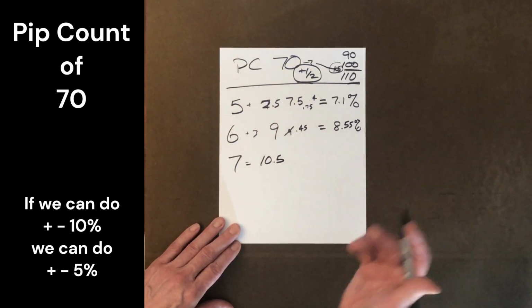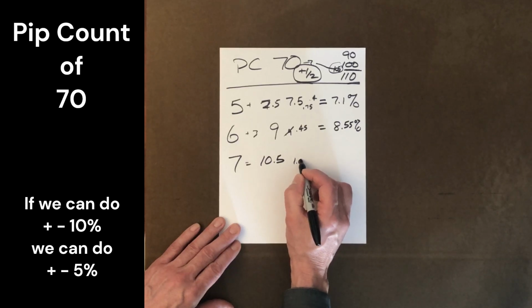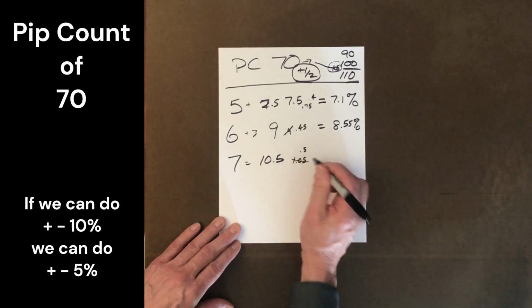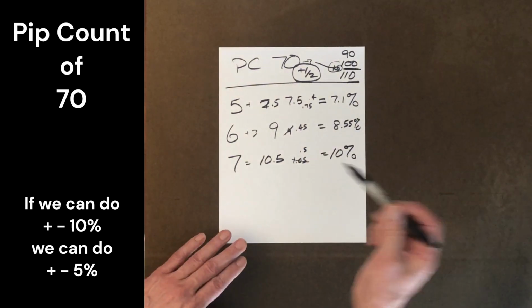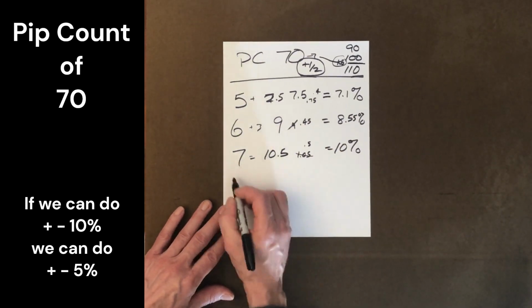And then we're going to subtract 5%. 10% would be 1.05, 1. So half of that is 0.5. So we're just going to subtract the 0.5, gets us to 10%. Well, we kind of knew that. 7 divided by 70 is 10%. But it's still good to practice the method.